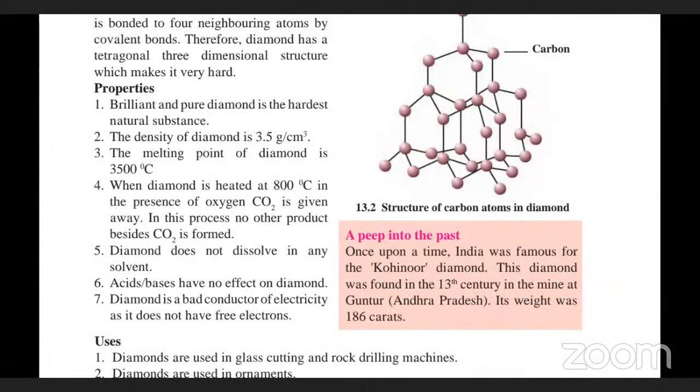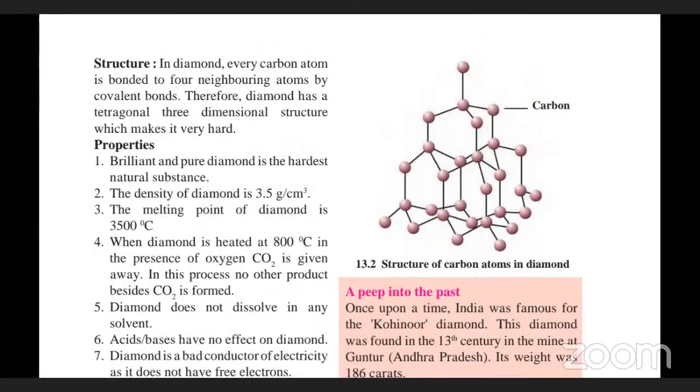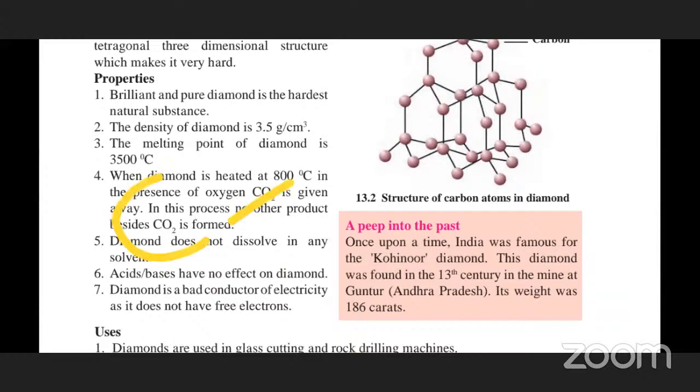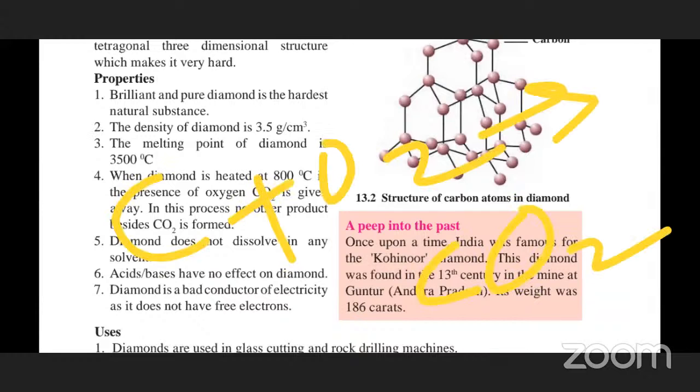So when diamond is heated at 800 degrees Celsius in presence of oxygen, carbon dioxide is given out. In this process, no other compound besides carbon dioxide is formed, because diamond is made up of only and only carbon. So when this diamond is heated at 800 degrees Celsius along with oxygen, this carbon will combine with oxygen and form carbon dioxide.